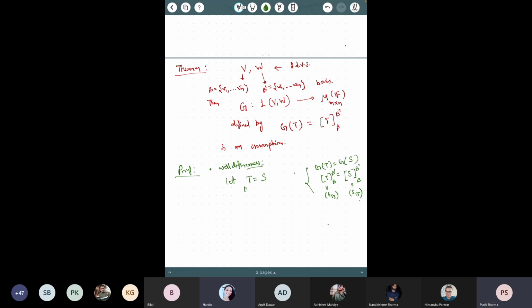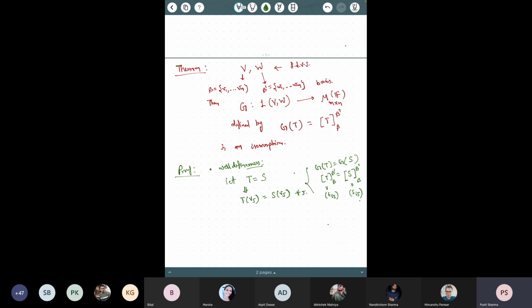Right. Because they are equal, their value at every point, every vector, is the same. So it is enough to show it for the basis vectors. Let's say T of Vj is equal to S of Vj, where V1 to Vn are the basis vectors. So you just check for basis vectors. This is true for all Vj, for all j.